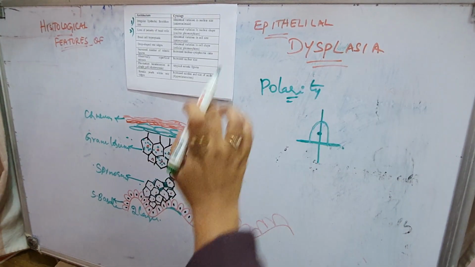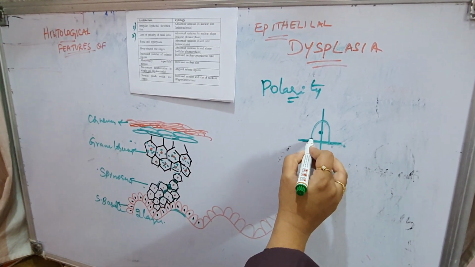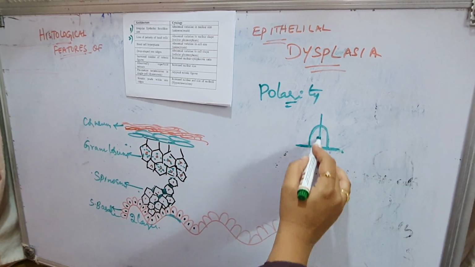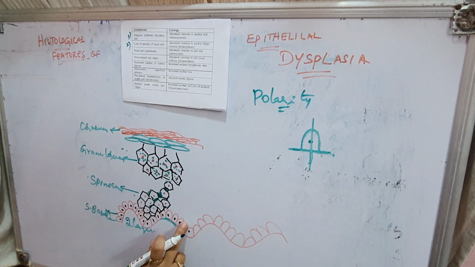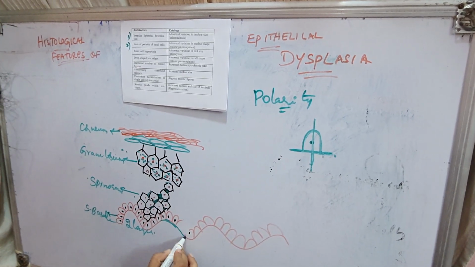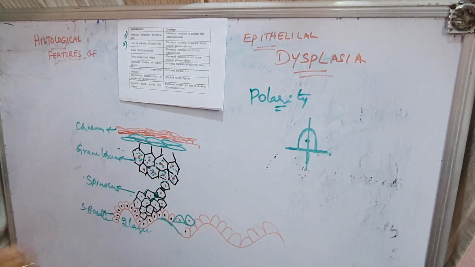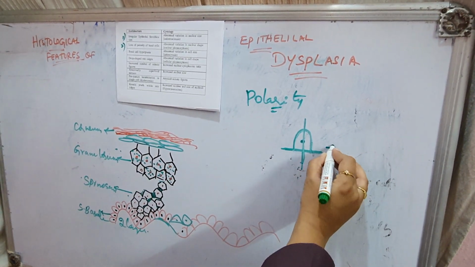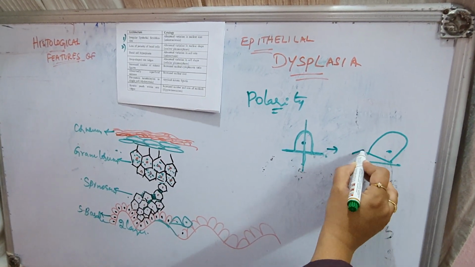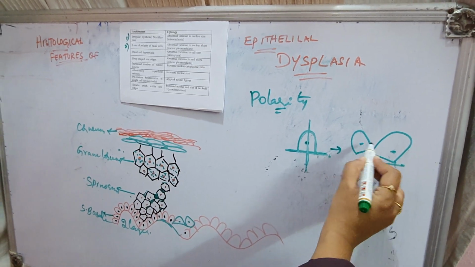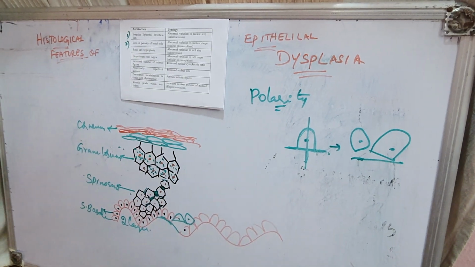What happens in dysplasia is that there will be formation of cancer cells, due to which the cell will no longer be perpendicular to the basement membrane, and the cell will be seen floating outside the basement membrane. This is called loss of polarity. So in loss of polarity, the cell will be seen somewhere like this or somewhere like this. It means that it keeps detaching from the basement membrane. That is called loss of polarity.